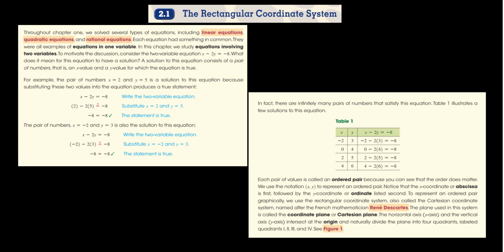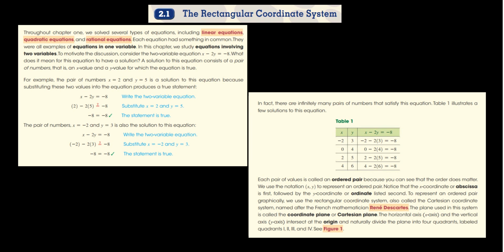A solution to this equation consists of a pair of numbers, an x value and a y value, for which the equation is true. All right, so we move down here. For example, the pair of numbers x equals 2 and y equals 5 is a solution to this equation because here's our equation, x minus 2y, right? We plug in a 2 for x, we plug in a 5 for y, and we get negative 8 is equal to negative 8, which is indeed a true statement. And x equals negative 2 and y equals 3 is also a solution because if I plug in the negative 2 and I plug in the positive 3, I get negative 8 is equal to negative 8 again, and again we have a solution. In fact, there are infinitely many pairs of numbers that satisfy this equation.